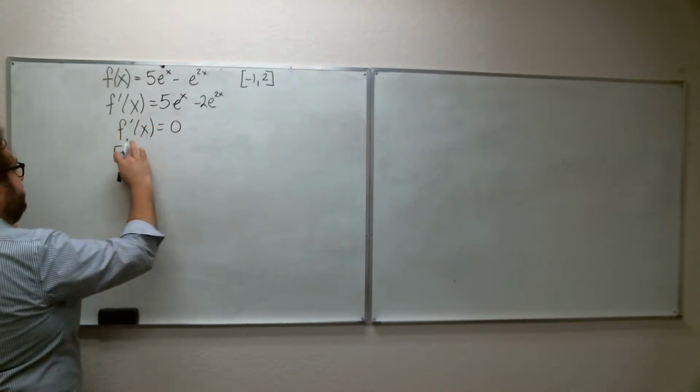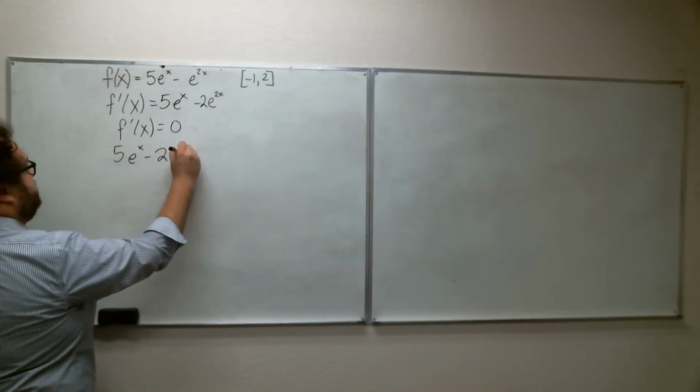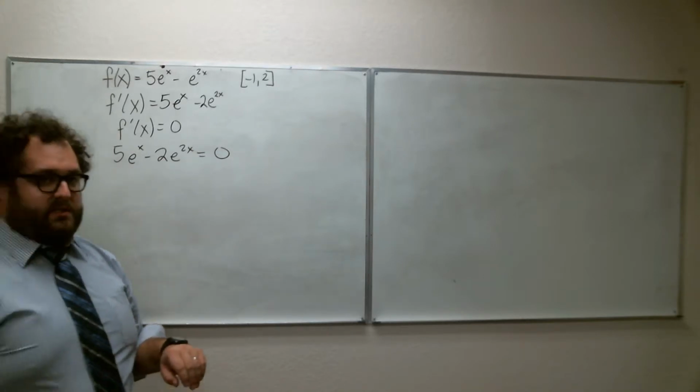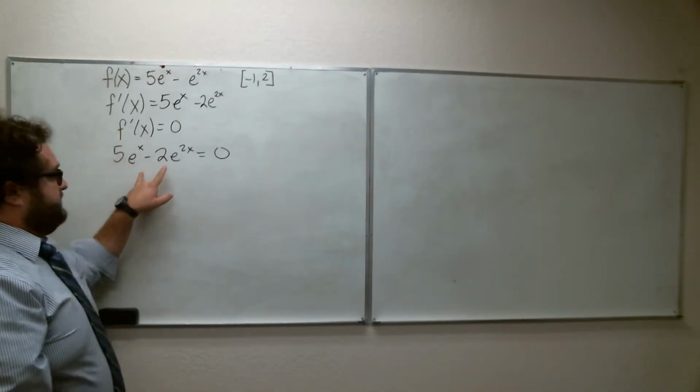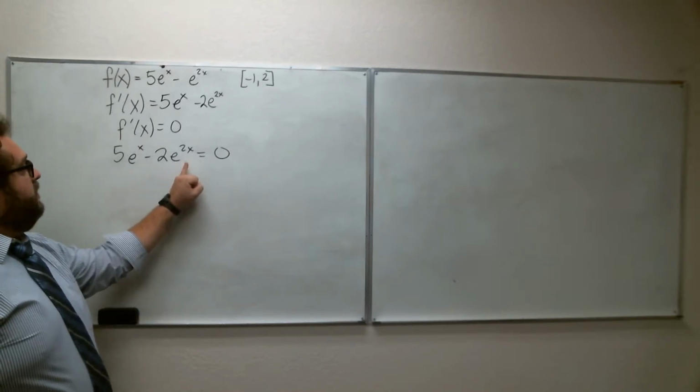We have 5 times e to the x minus 2e to the 2x equals 0. Now, I know a lot of students get to this point and just get stuck because we don't know what to do here. But think about what that says.